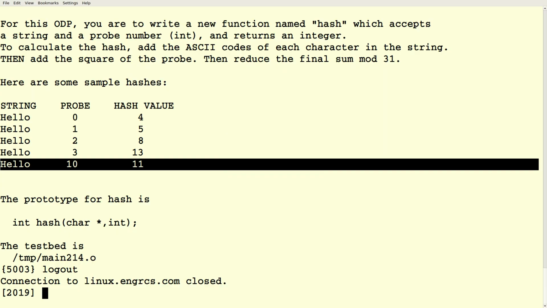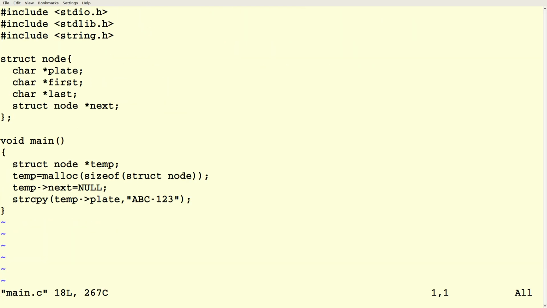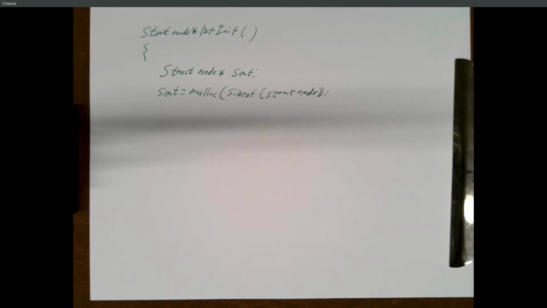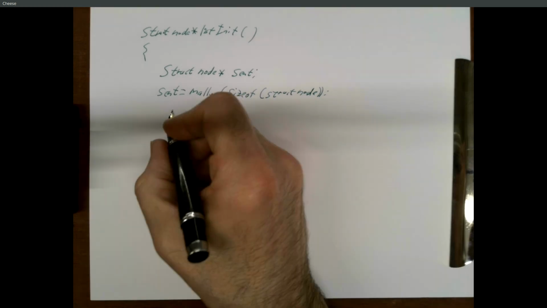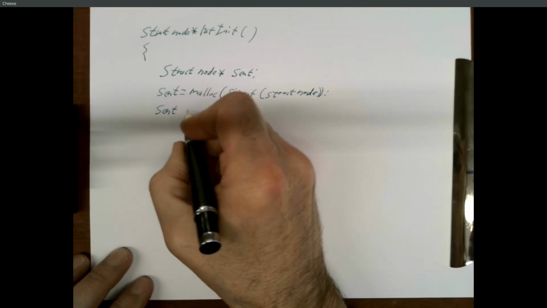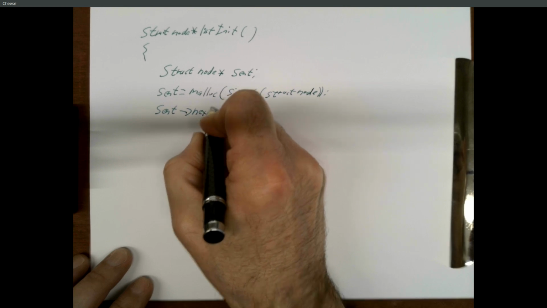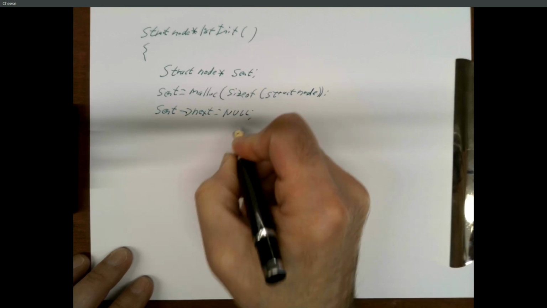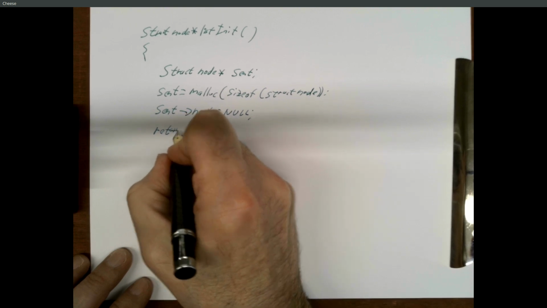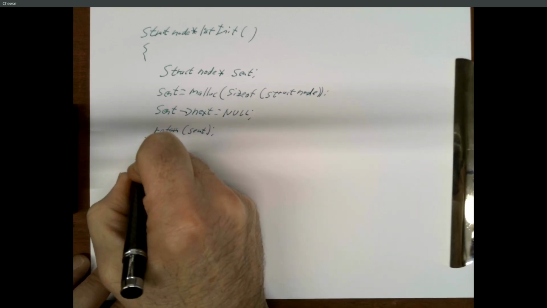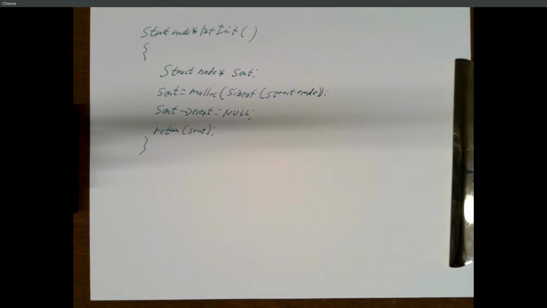Alright, so it's a plate, a first, and a last, which are all char pointers, and then it's a pointer to the next node. So it's got 4 pieces to it. And then, since it's a sentinel and we have an empty list to begin with, set the next field equal to null. And then return the sentinel. So that's pretty much the same as PA2 init, right? The struct node is different, but that doesn't change our code.